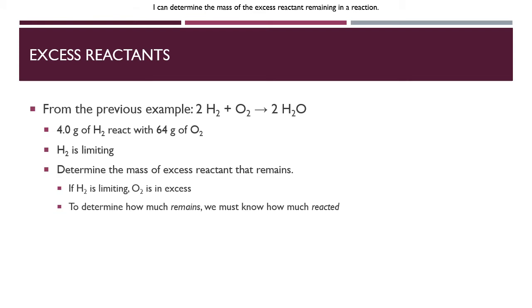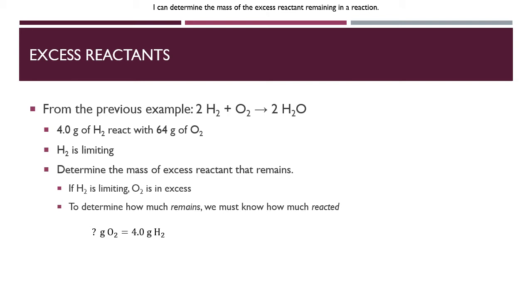So if I want to know how much remains, I need to know how much reacted. I know I had 64 grams at the start. If I want to know how much is left over, I need to know what mass of oxygen reacted with this 4 grams of hydrogen. So this is just going to be another gram, mole, mole, gram problem. I want to know what mass of O2, my excess reactant, will react with my limiting reactant of 4 grams of hydrogen. So notice, once you figure out what the limiting reactant is, in this case it's hydrogen, the entire stoichiometry of the problem is based on that limiting reactant.